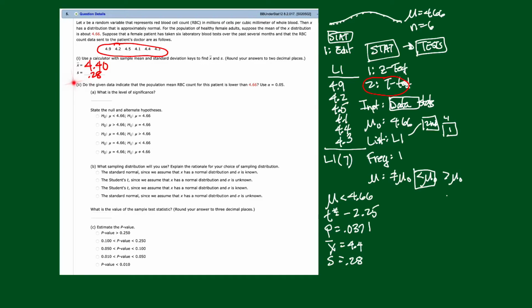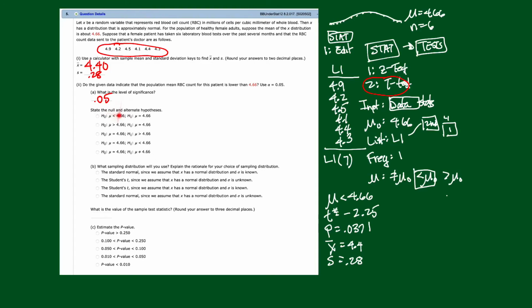Now what have we got here in part 2? Do the given data indicate the population mean RBCC is lower? Well, there is some indication that it's lower, right? At least it's not greater than 466. All right, and we want to run this at 0.05. So here's the question: what's the level of significance? I'm going to guess that it's 0.05.